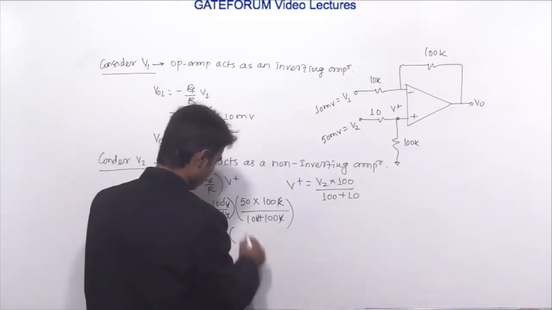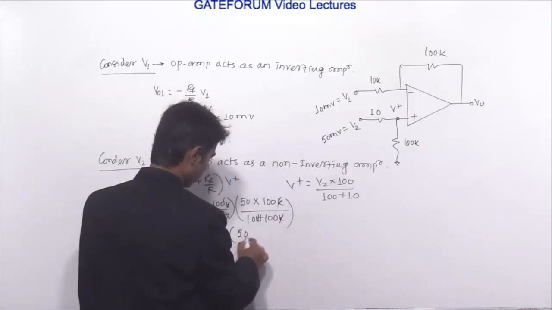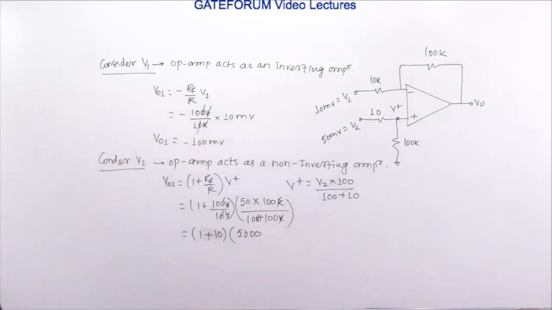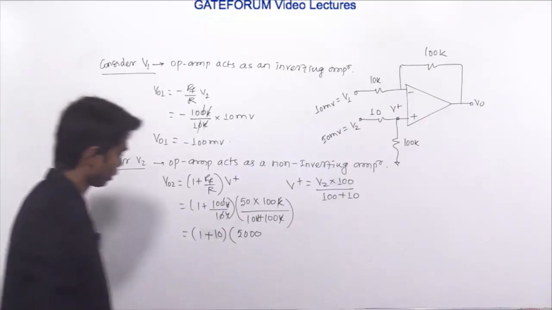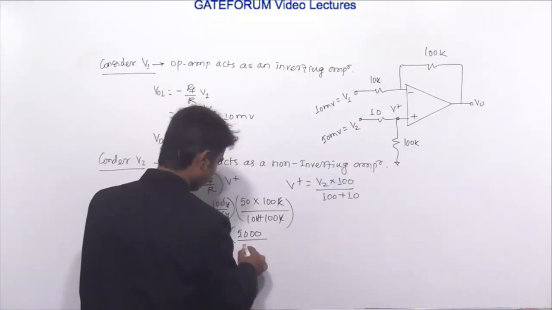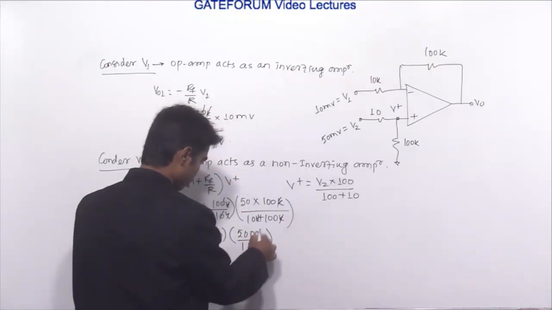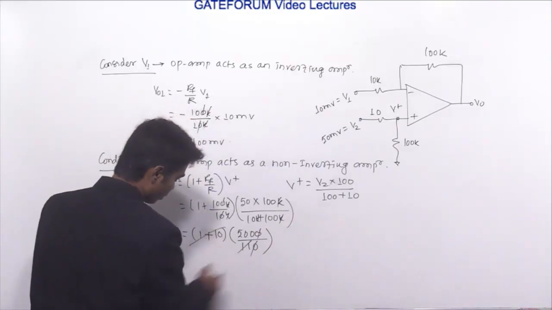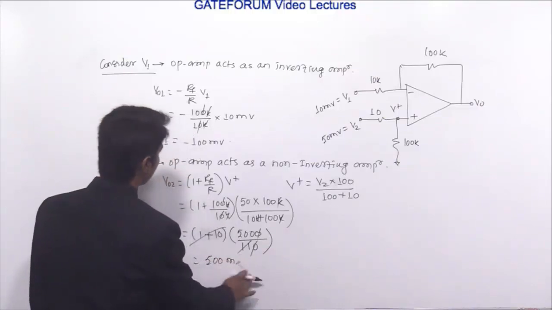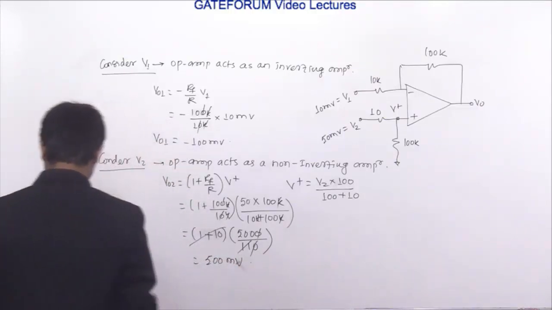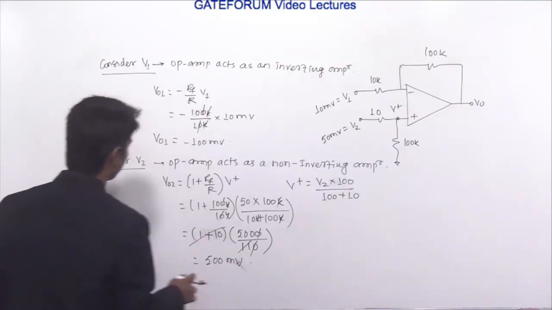Now here it's 50 double 0 divided by 110. This 0 will get cancelled, and the 11 will get cancelled, so this becomes 500 millivolt. This is VO2.